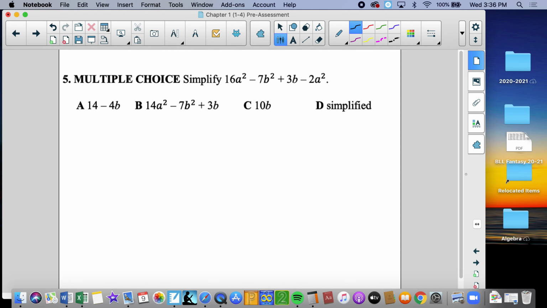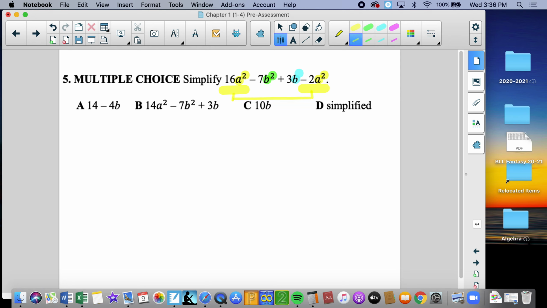Multiple choice, simplify the expression. So we're looking for like terms. Like terms have the same variable to the same exponent. So these are going to be like terms. Let's look at the b's. Oh, that's b to the second. However, this is b to the first. So they are not like terms. They are unlike terms.